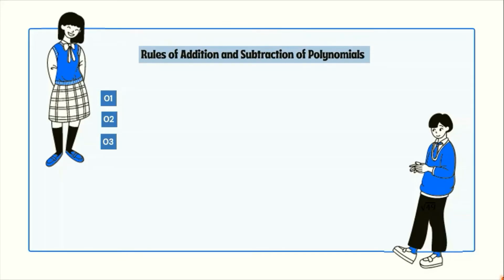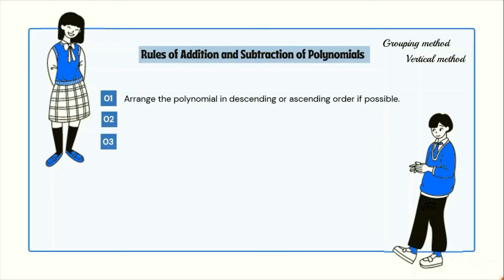Rules of addition and subtraction of polynomials. We have two ways on how we can perform addition or subtraction of polynomials. Pwedeng grouping method or pwede rin naman na vertical method. Pero kahit ano pa man dito sa dalawang ito ang ating gamitin na method, meron tayong tatlong basic na rules.